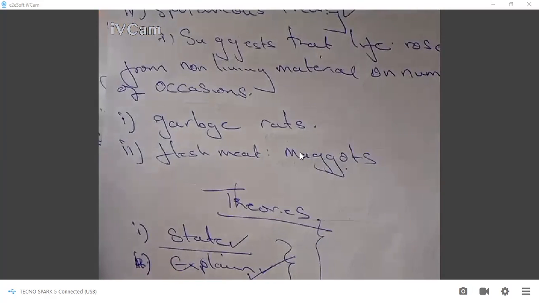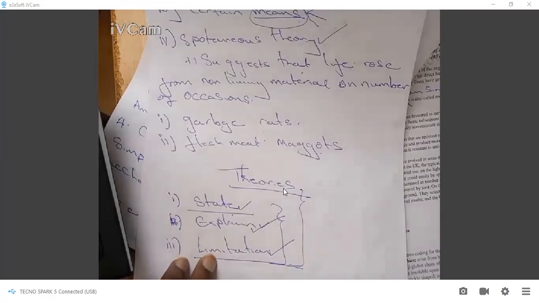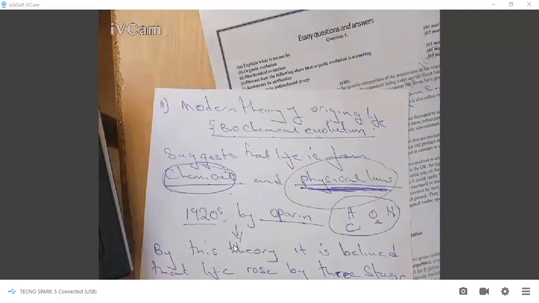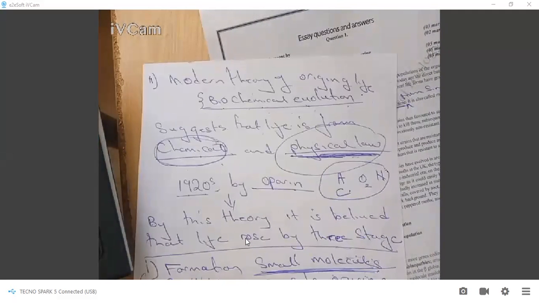I told you when you have to explain a theory, make sure you state it, explain it. Whenever you're reading any theory, make sure you know how to state it, explain it, and give its limitations. Then after that, we looked at what we call the modern theory. Because we said the theories of origin of life are categorized into two, the past and the modern. The past we have seen before.